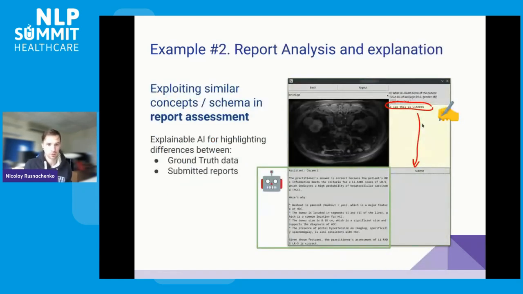And the second example is when we come towards assessing the reports made by novice practitioners or doctors with respect to the ground truth information. This is the sweet spot where generative AI can contribute with explainable AI for highlighting differences between the ground truth data and submitted reports. The most important key takeaway here is that we can use these atomic concepts to enhance the related explanations and make them more solid, compared with those approaches that didn't go with the related key concepts.